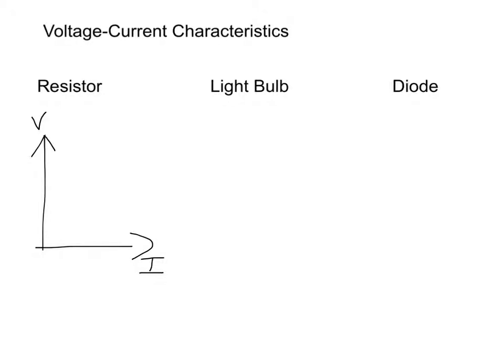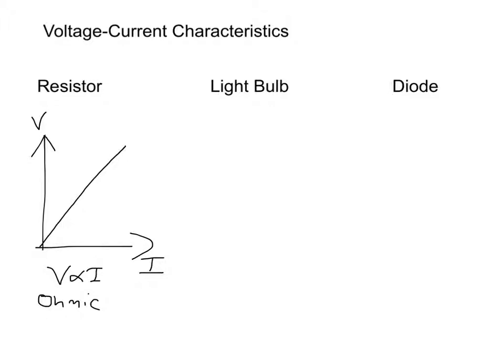A resistor has a nice straight line going through the origin, showing that voltage is proportional to current. So we can say voltage is proportional to current. We would call this an ohmic component because it's obeying Ohm's law, where the voltage and current increase proportionally. Nice and simple. And in this instance, the gradient of that would be equal to the resistance.